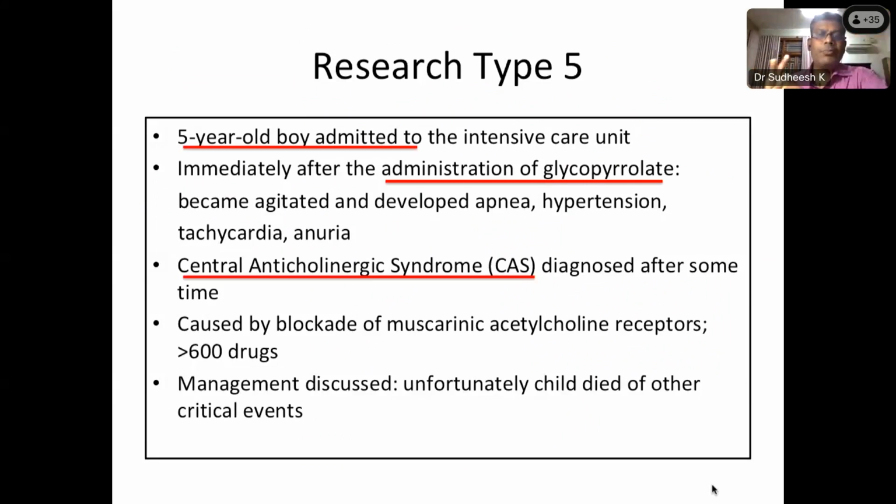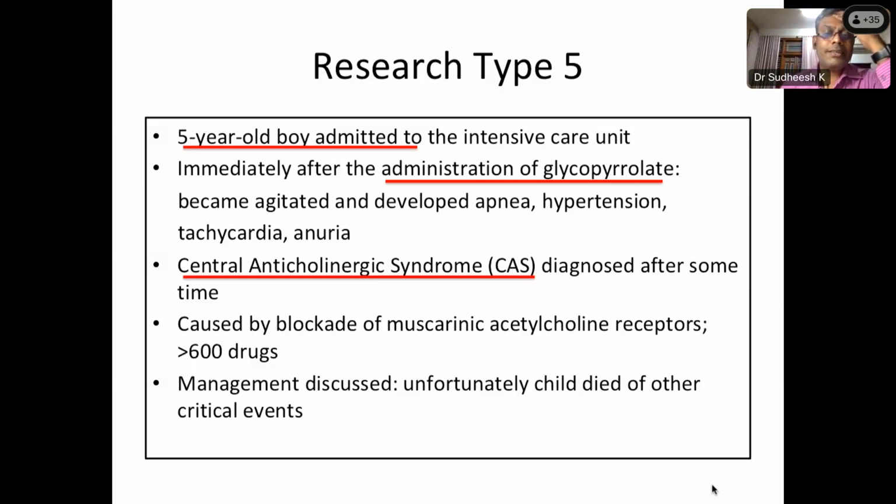A 5-year-old boy was admitted to an intensive care unit immediately after administration of glycopyrrolate because he developed agitation, apnea, hypertension, tachycardia, anuria, etc. after administration of glycopyrrolate. So they went through the entire gamut of symptoms and finally came to the conclusion of central anticholinergic syndrome for that child.